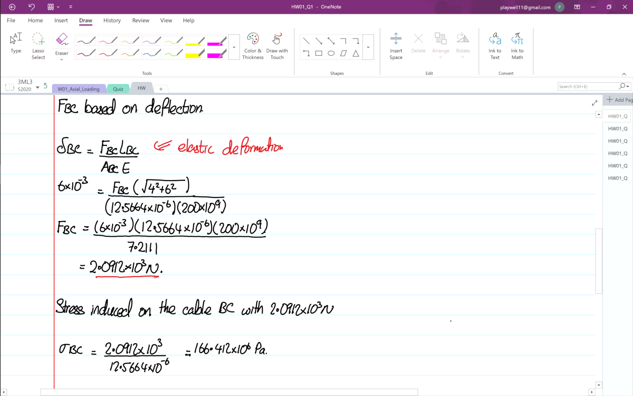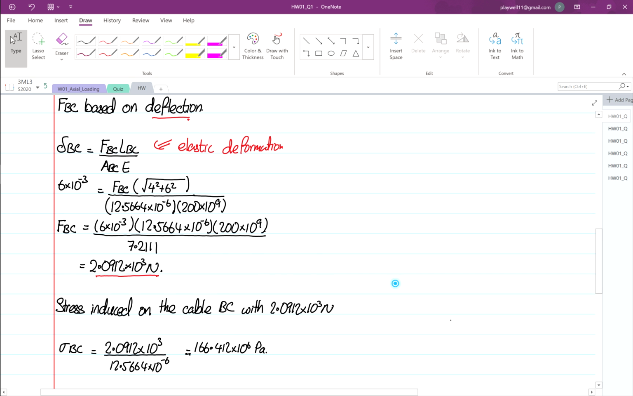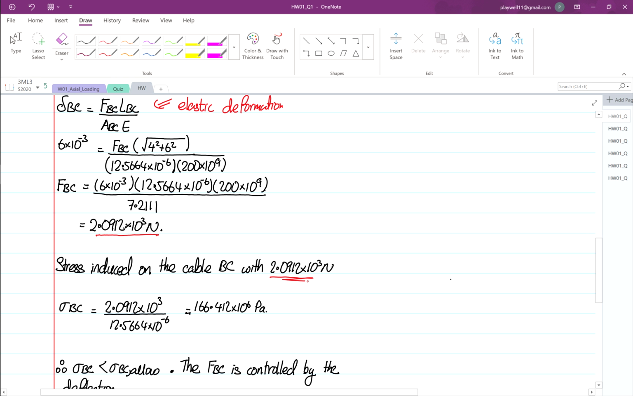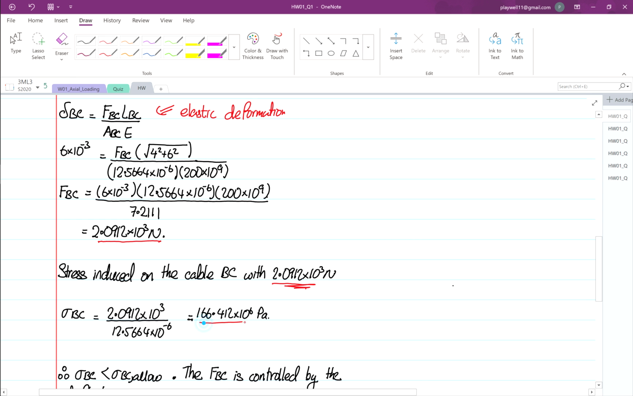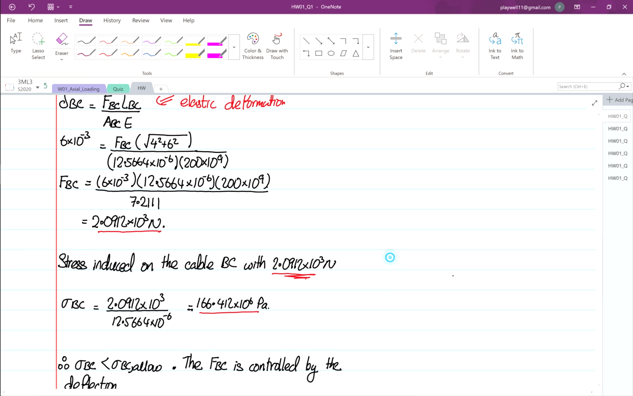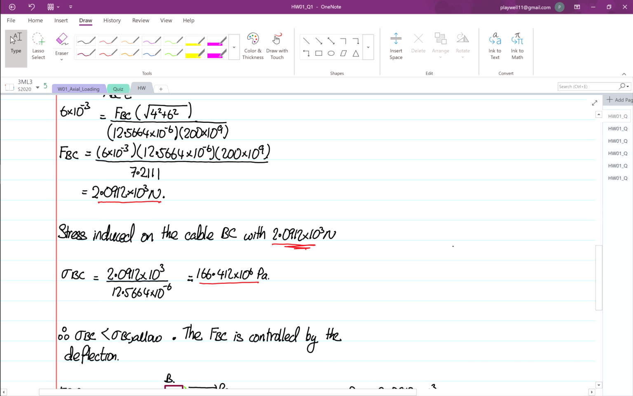Now, this is based on deflection. So you have to calculate the stress induced based on the 2.0912 times 10 to the power 3 Newton force, and you realize that it is 166.412 times 10 to the power 6, so much less than the allowable. So in fact, FBC is controlled by the deflection.